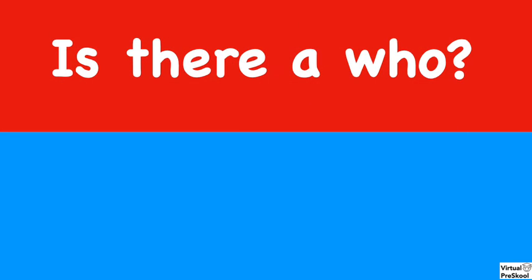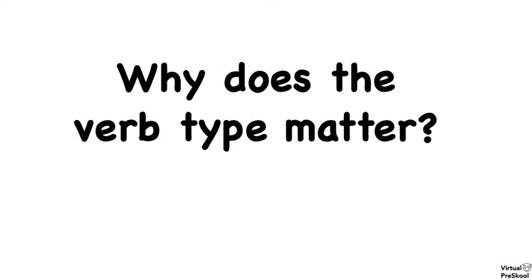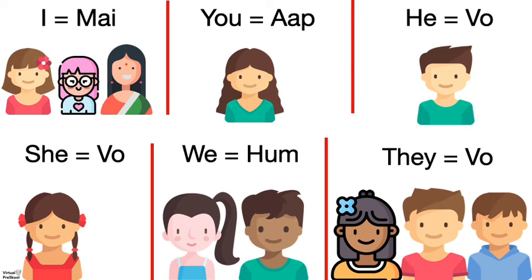So how do we decide if a verb is transitive or intransitive? We have to ask two questions. Is there a who? And is there a what? If you answered yes to both questions, then the verb is transitive. Okay, but this is a Hindi class. Why does it matter whether a verb is transitive or intransitive? The reason it matters is because how to use the verb in Hindi depends on it. How to use a verb in Hindi will change whether a verb is transitive or intransitive. Let's take a look at that more closely now.